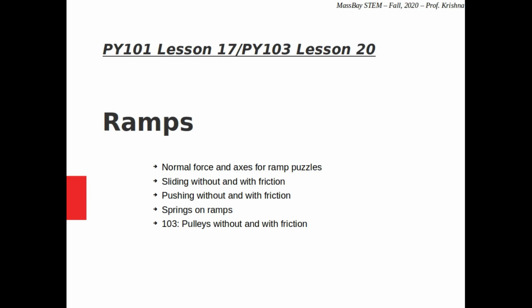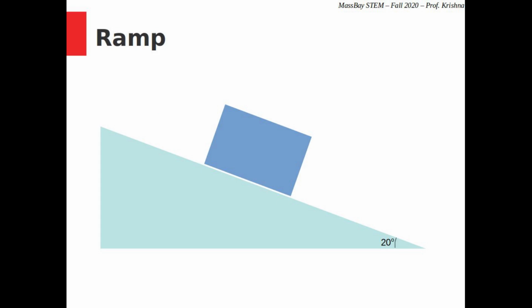In the last video, we saw how to solve puzzles with forces that point at oblique angles. In this video, we will apply this knowledge to an important application: ramps. A ramp is a surface that is inclined at an angle. Here we see a ramp with a 20-degree inclination.